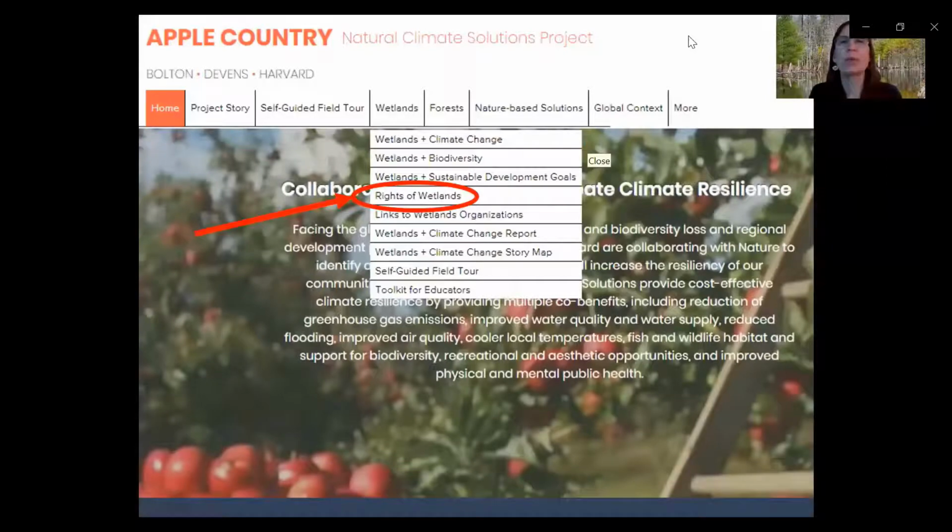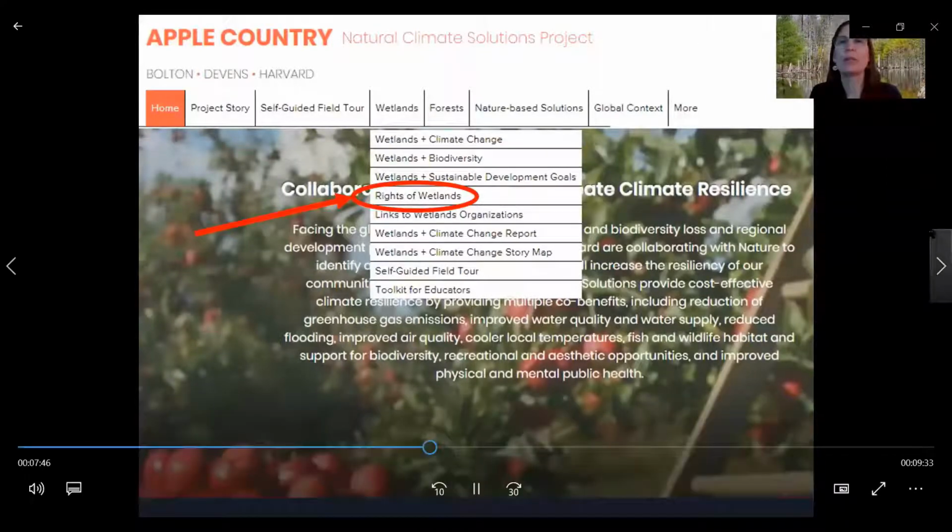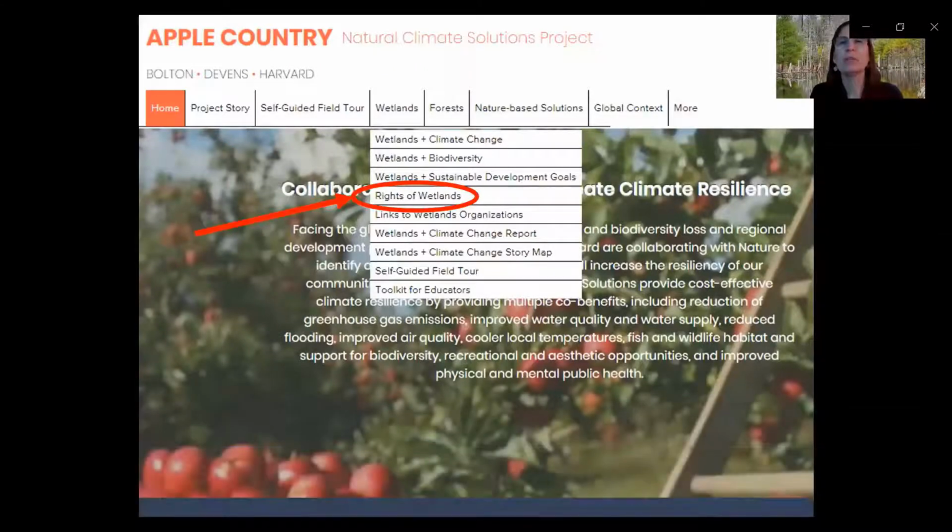If you think that rights of wetlands are a worthwhile way to help change the trajectory of wetlands, biodiversity, and our climate, you can help spread the word. In addition to visiting the website and generally sharing information about rights of wetlands, you may be able to start incorporating rights of wetlands into your work.